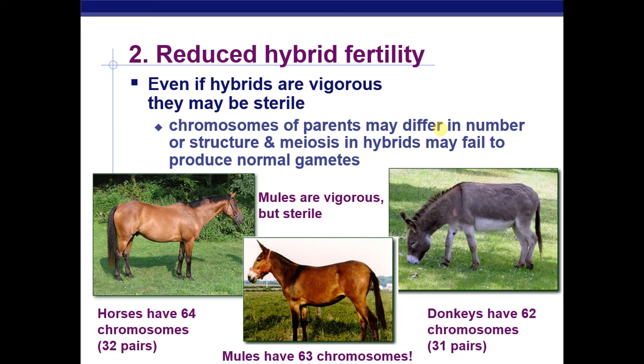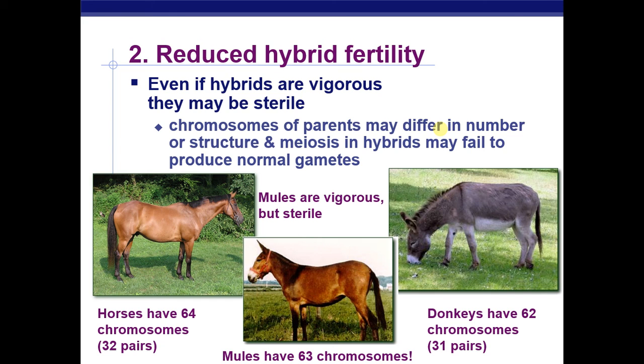There's also what's called reduced hybrid fertility. Even if hybrids are vigorous and grow into functional adults, they may be sterile. This is an example with the ligers. Lions and tigers can interbreed and hybridize and create offspring that can grow to maturity, but they can never reproduce. Sometimes chromosomes of the parents may differ in number or structure, and then meiosis in hybrids may not end up producing normal gametes that could make a new organism.